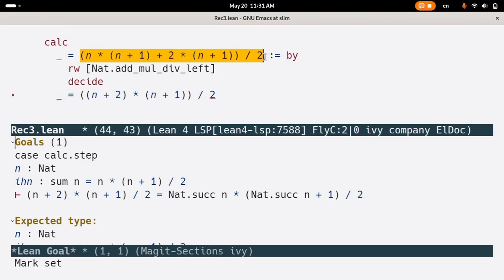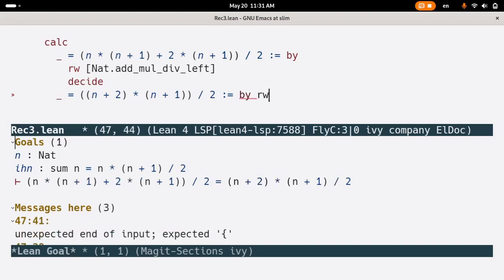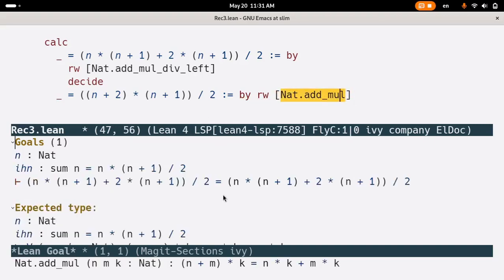Notice that I can simply write underscore instead of this big expression, because Lean is smart enough to know that the LHS of the next step should be the RHS of the previous step. This step I can prove using the distributivity of multiplication over addition from the right. This theorem is named Nat.add_mul, which says n plus m times k is equal to n times k plus m times k.